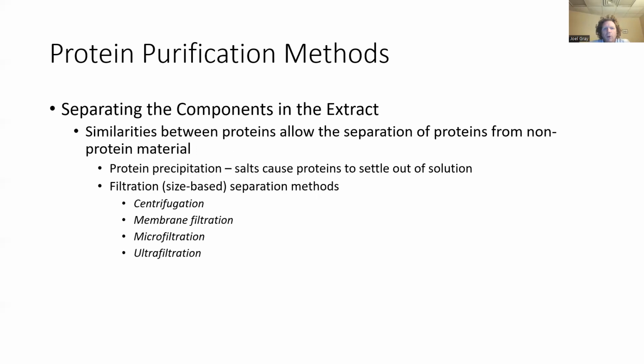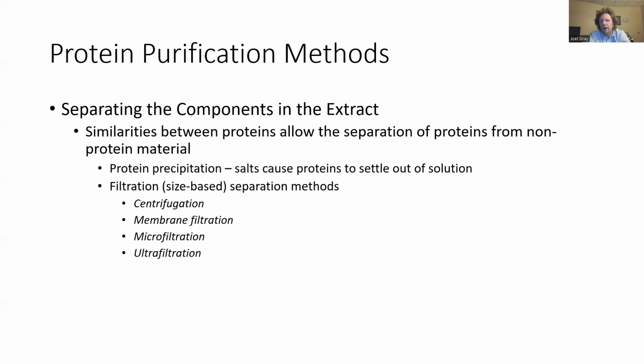Now, separating the components within that extract. Differences between proteins allow the separation of proteins from non-protein material. One way that can be done is through protein precipitation. There are salts that cause proteins to settle out of solution, which, if you think about what we've done in our purification technique, we've used ammonium sulfate to precipitate proteins.